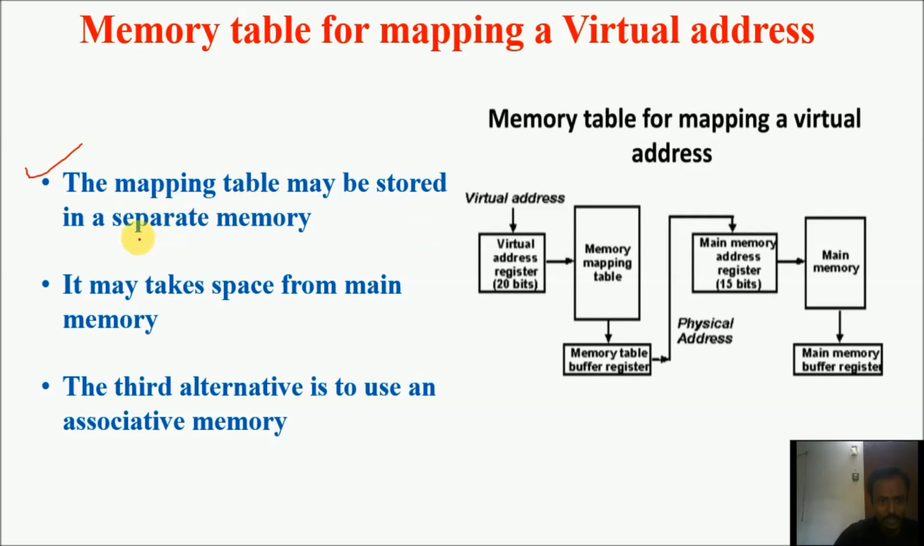One is that this mapping table may be stored in a separate memory. You can use a separate memory for this page table, the memory mapping table. So this is your primary memory, and here there will be virtual auxiliary memory, and there is a separate memory to hold this page table. Otherwise it can take space from the main memory. From your main memory a separate space can be utilized to store this page table.